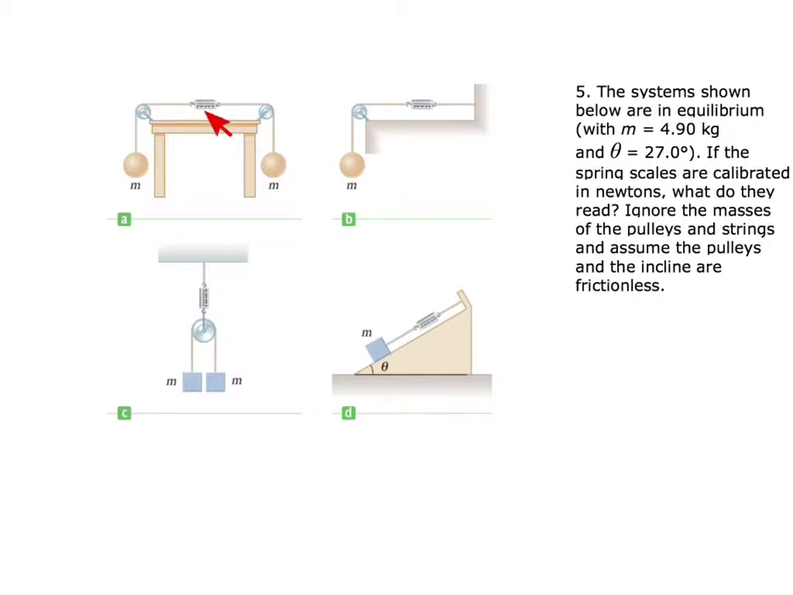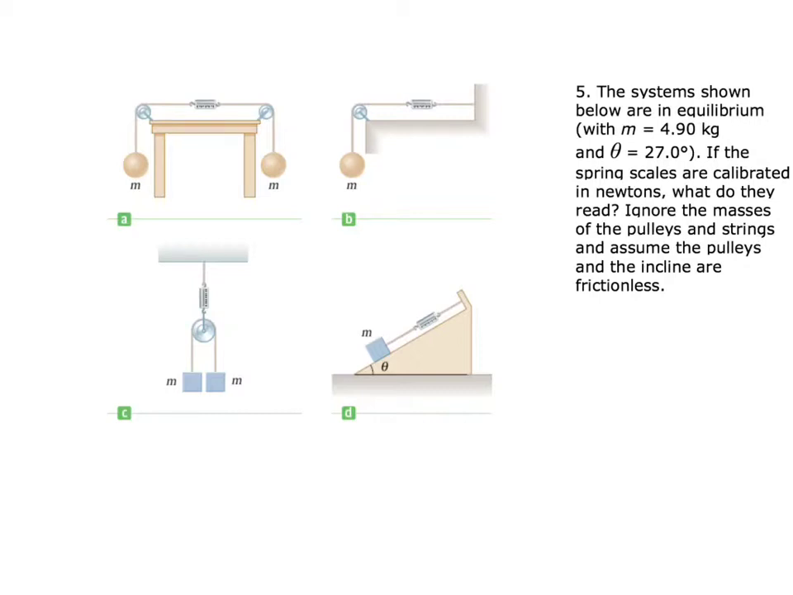Some people say that this spring scale would read 0, right? And some people would say that it would read twice the weight of these masses here, right? And I will set this up for you when we meet again on Thursday, hopefully. And when I do that, you'll see that the spring scale does not read 0, it does not read twice the mass. Instead, it actually reads just the weight of one of the masses, right?